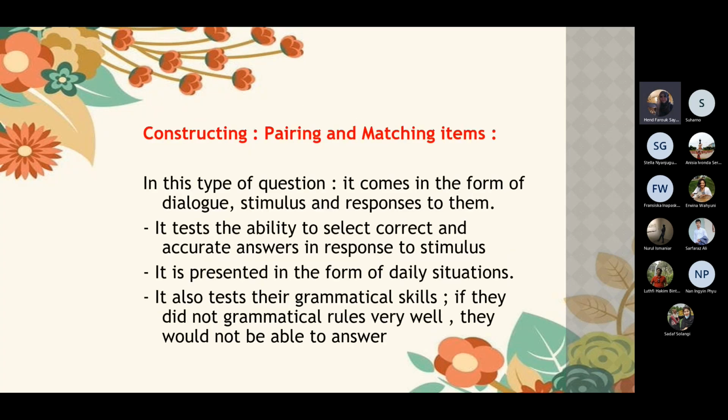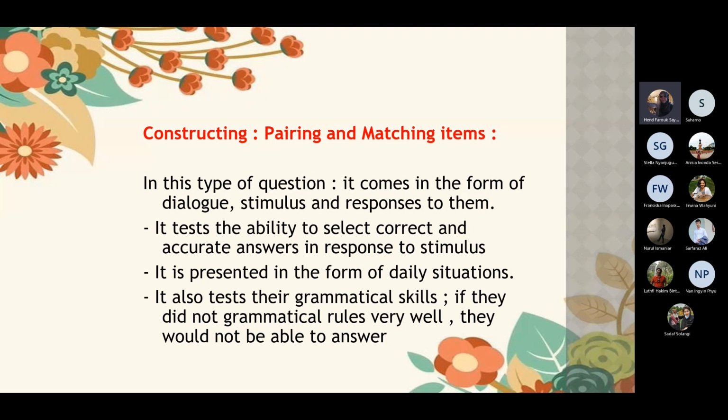Construction, pairing, and matching items. In this type of question, it comes in the form of dialogue, for example, stimulus and response. For example, a question in a dialogue and then it needs an answer, needs responses. So the question is going to be the stimulus, and the answer or responses given is going to be the responses to those stimuli. So it tests the ability to select correct and accurate answers in response to stimuli.